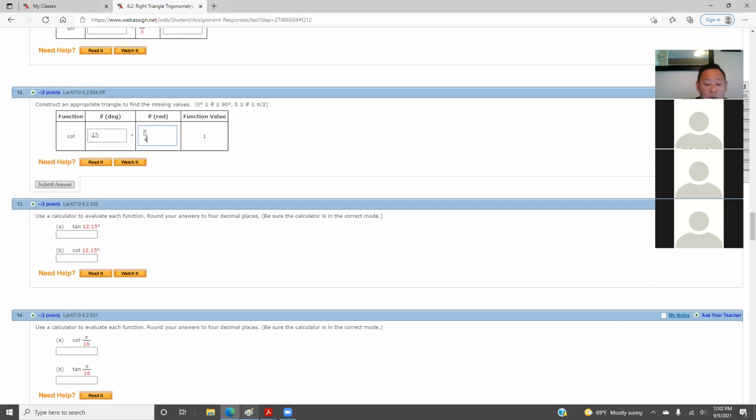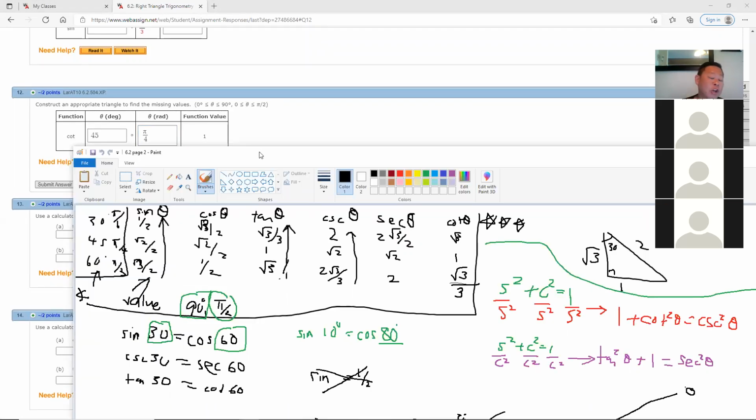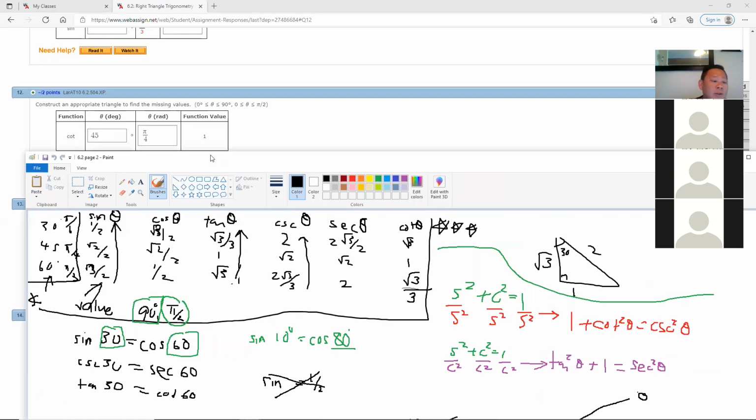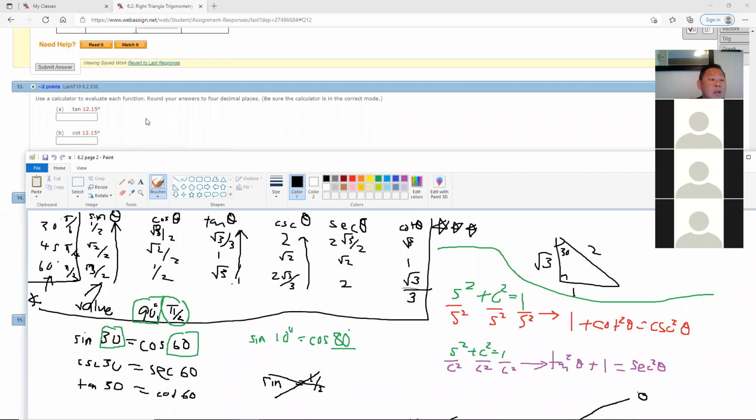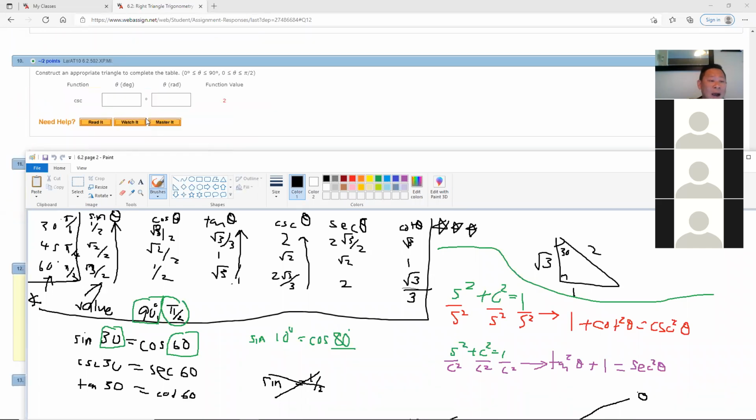So this is what we call the inverse trigonometric function. If they give us the value of the function, and the function says cotangent, and they ask you for the missing degree, what you do is look for cotangent, look for the value, and then the answer is the degree here. So that will be the answer for this.